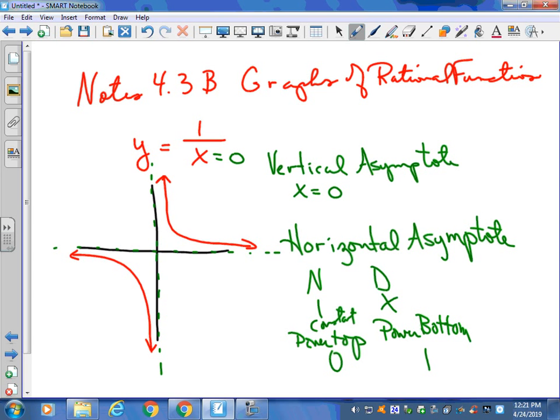Now, is that greater than, less than, or equal to when you compare the power of the top to the power of the bottom? Is 0 greater than, less than, or equal to 1? Less than. So when you compare the exponents of the top and the bottom, your horizontal asymptote will always be y equals 0 before you move it up, down, left, or right, because it's less than. If it was greater than, there wouldn't be one. If it was equal to, there'd be numbers in front. You'll learn more about that next year. This is the only one we have to learn this year. So that's why it was y equals 0.